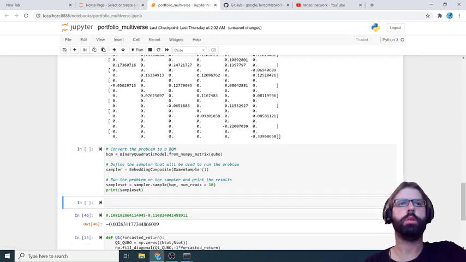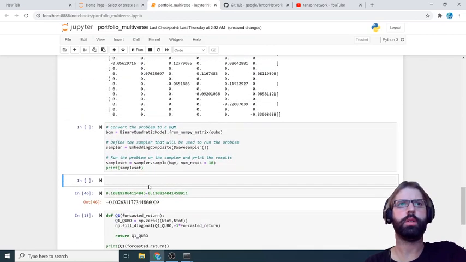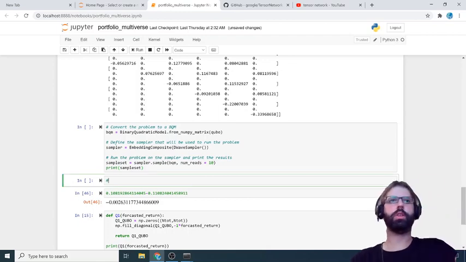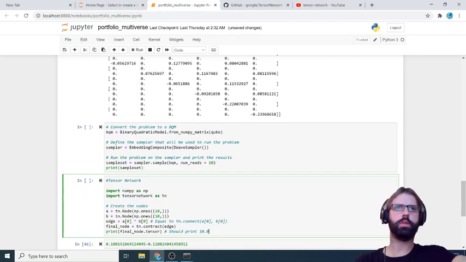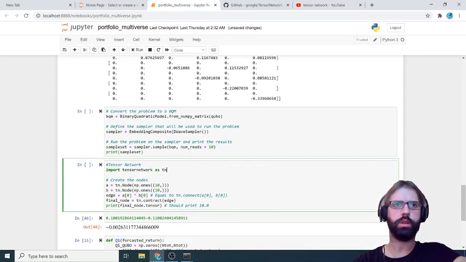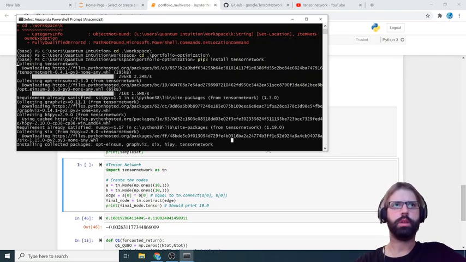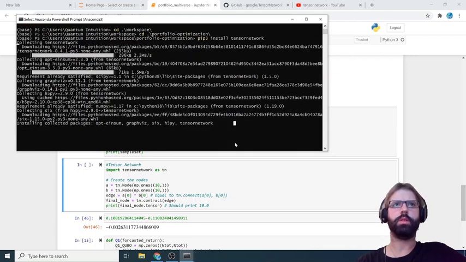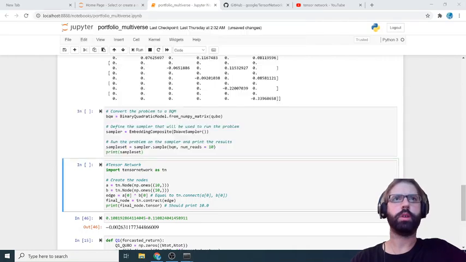Cell below. Because that's trash. So this is going to be basically Tensor Network stuff that I'm playing with here. So NumPy is imported. I want to import Tensor Network here and then just play with this. Has this been installed yet? No, installing still. Oh, successfully installed. Okay, cool.